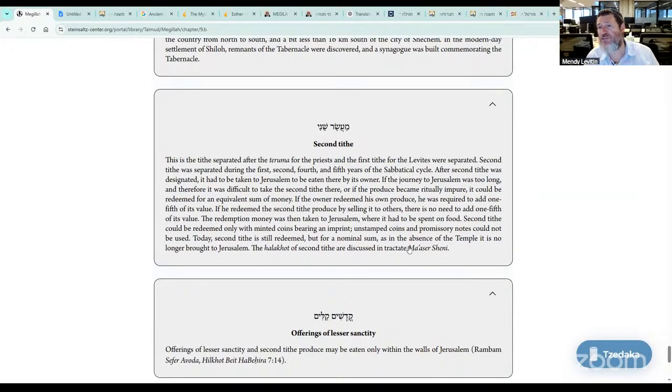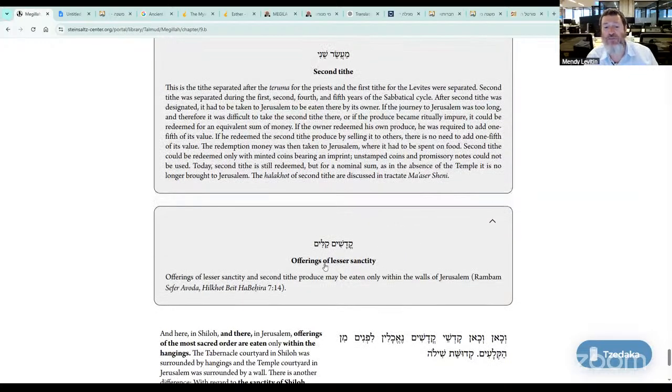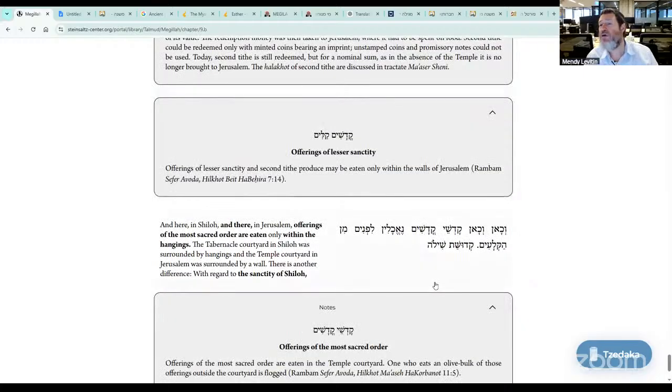Where can you eat the second tithing that you have to bring in the first, second, fourth, and fifth years? You have to bring it to Jerusalem, within the walls. What are kodashim kalim? Offerings of lesser sanctity, and second tithing produce may be eaten only within the walls of Jerusalem. So says the Rambam. Okay, so that is one difference between Shiloh and the temple.